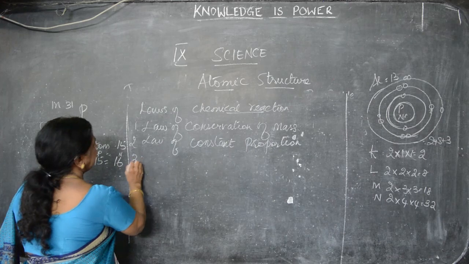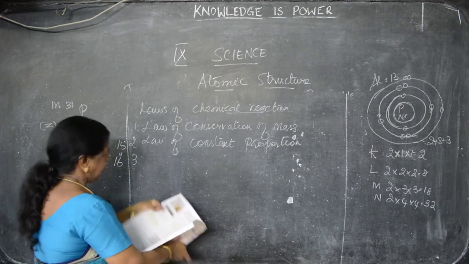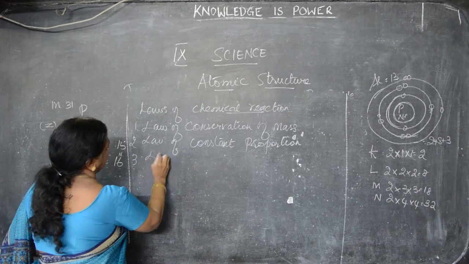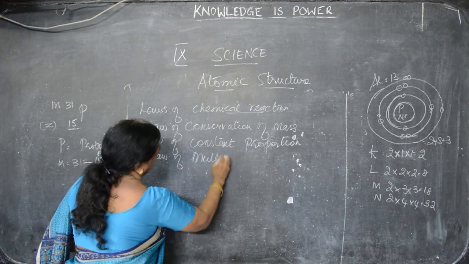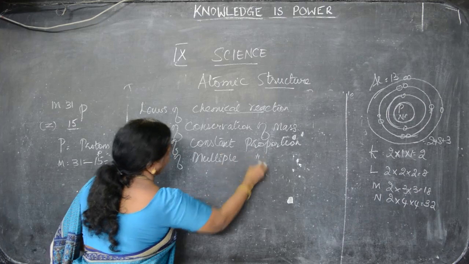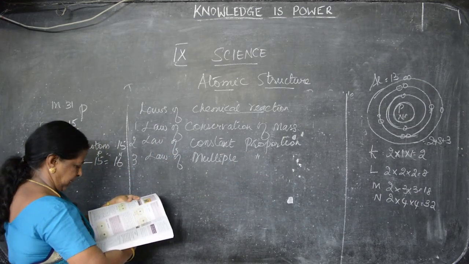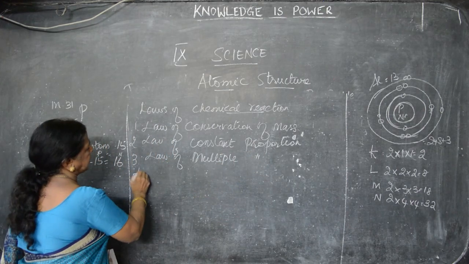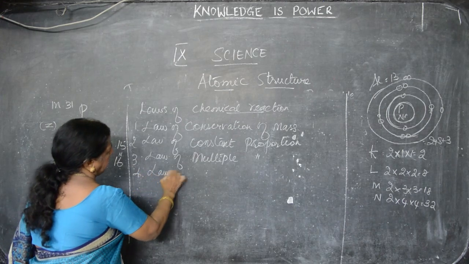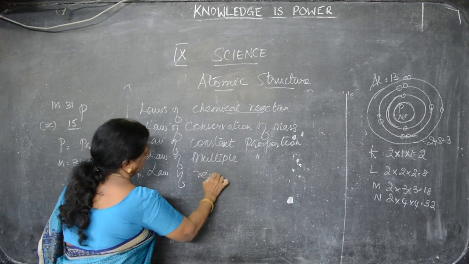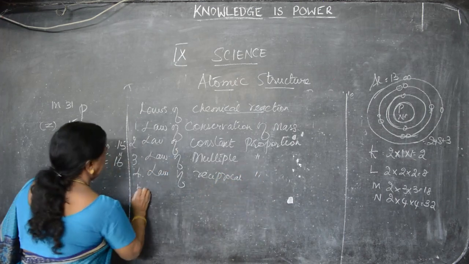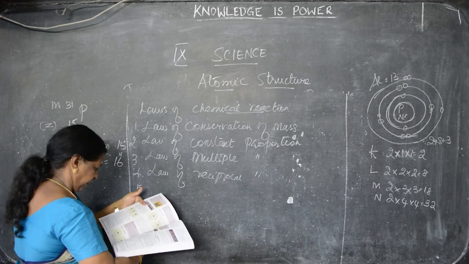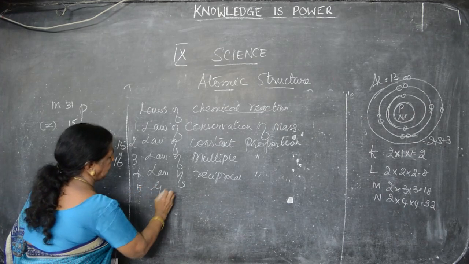And the third one is the law of multiple proportion. The fourth one is the law of reciprocal proportion. And the last one is the Gay-Lussac law of combining volume.